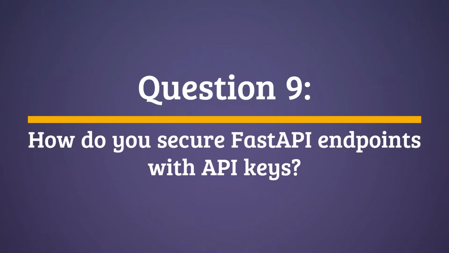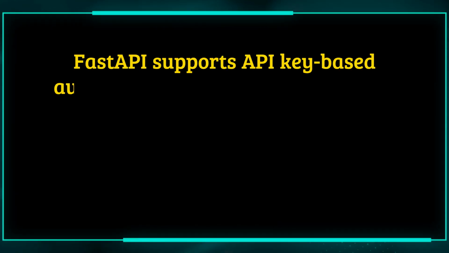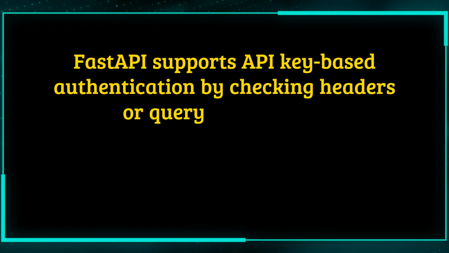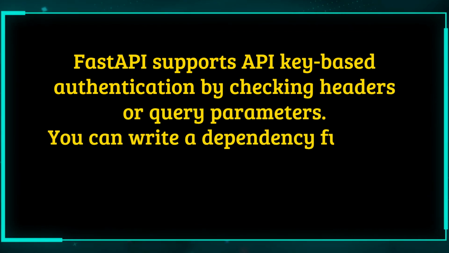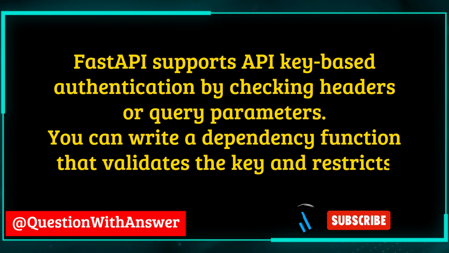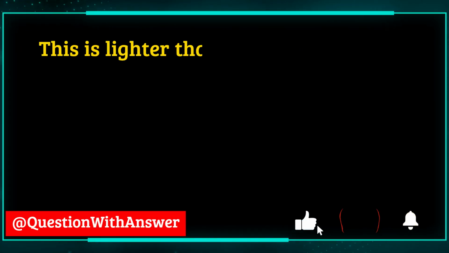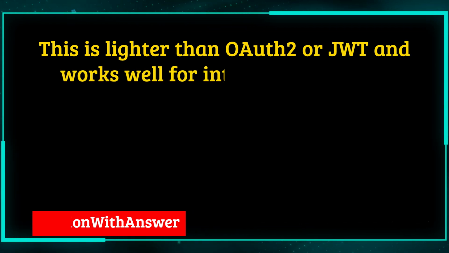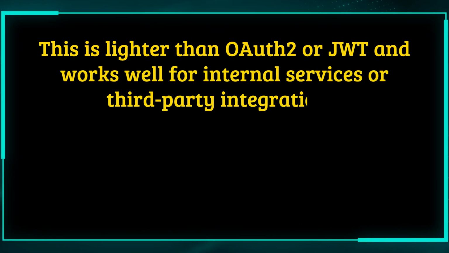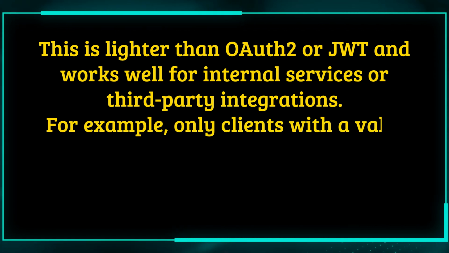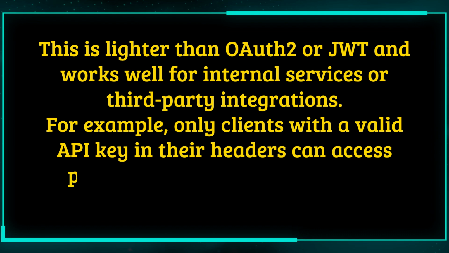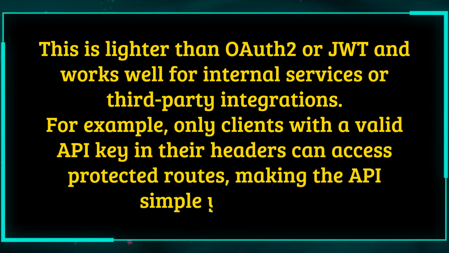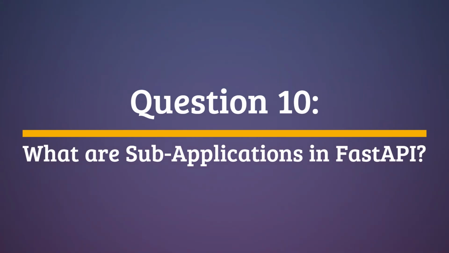Question 9. How do you secure FastAPI endpoints with API keys? Answer. FastAPI supports API key-based authentication by checking headers or query parameters. You can write a dependency function that validates the key and restricts access. This is lighter than OAuth2 or JWT and works well for internal services or third-party integrations. For example, only clients with a valid API key in their headers can access protected routes, making the API simple yet secure.